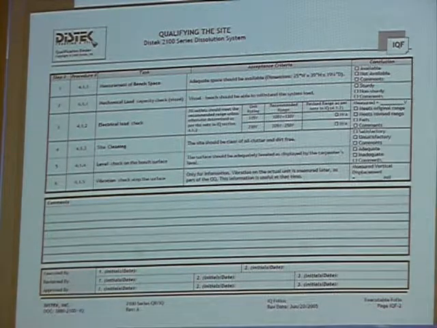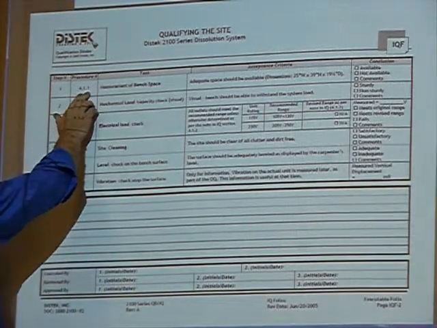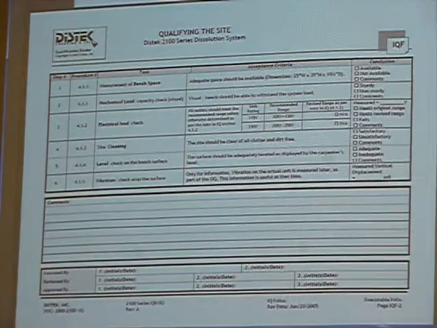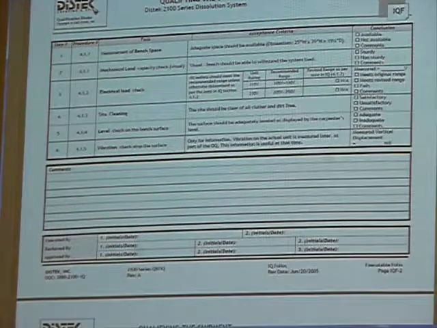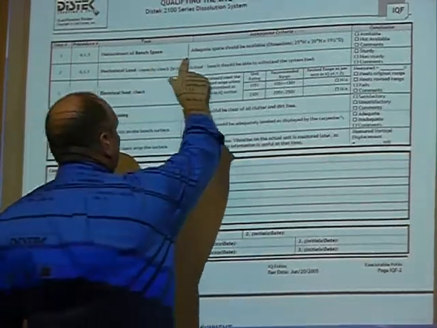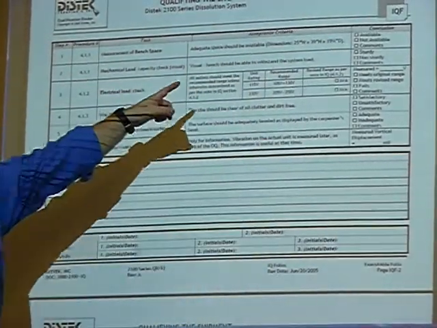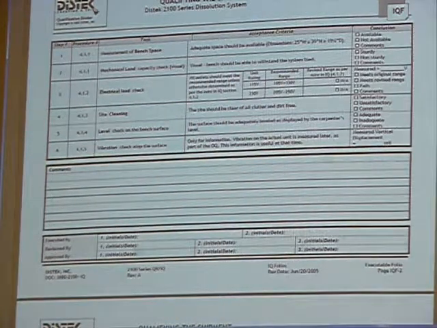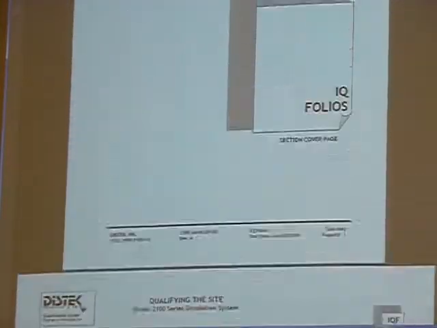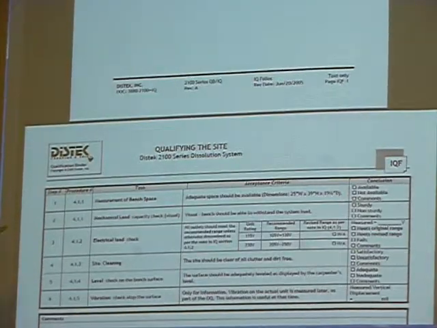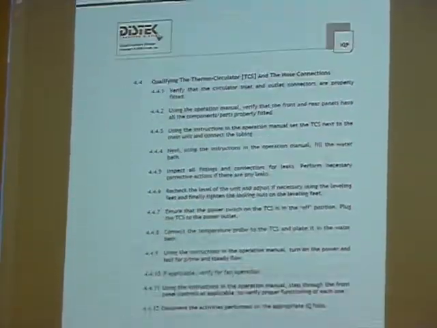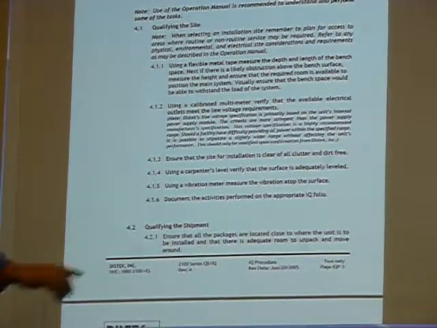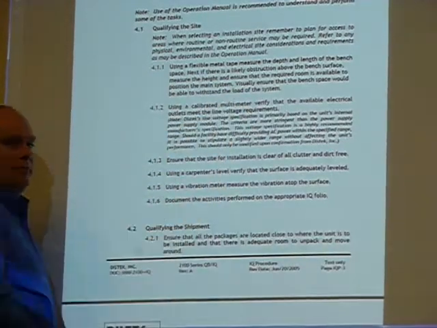Here's where the data gets in. See the procedure number listed right here? That procedure number is the same as when you go back into the document. So if you're unclear what you're supposed to do, i.e. measurement of vent space, adequate space should be available, it has the dimensions written down there. So you're supposed to take a tape measure and measure, I would think, it says adequate space should be available. How would you figure out? Well, it says 4.1.1 right here. You go back in the document, 4.1.1, it tells you exactly what to do to perform the procedure.